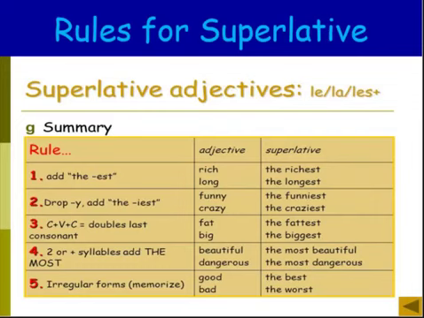Rule number 4: for two or more syllables, we have to use the plus most. Beautiful. Look, there are three segments. This is a trisyllable. That is why if you transform from positive to superlative, we have to use the most beautiful, dangerous, the most dangerous. There are some more irregular forms of adjectives to change from positive to superlative.